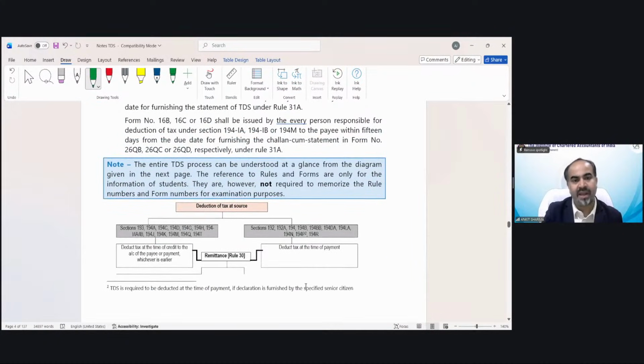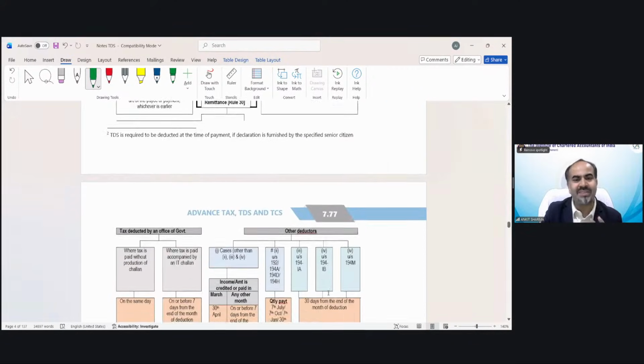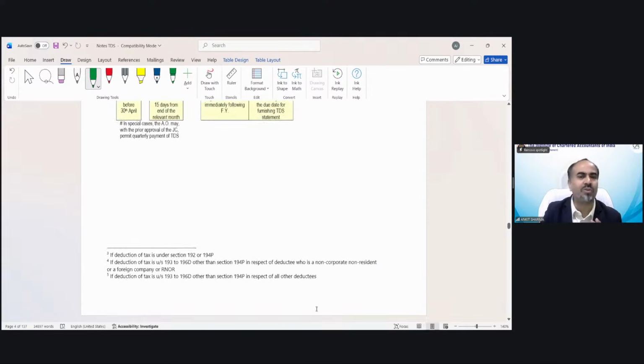This is a diagram. The study material itself says the entire TDS process can be understood at a glance from the diagram given on the next page. The rules and forms are only for information of students. They are, however, not required to memorize the rule numbers and form numbers for examination purpose. So you do not need to memorize these details, just go through it in the normal procedure.